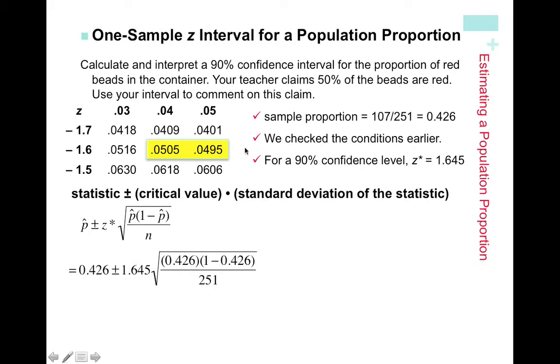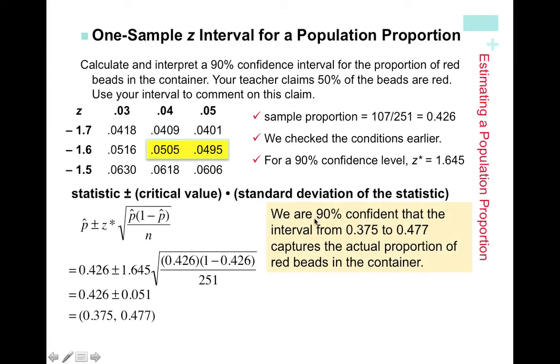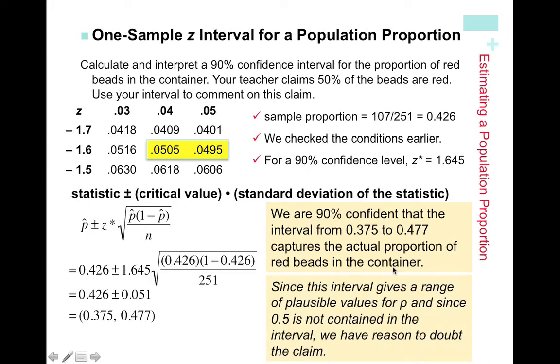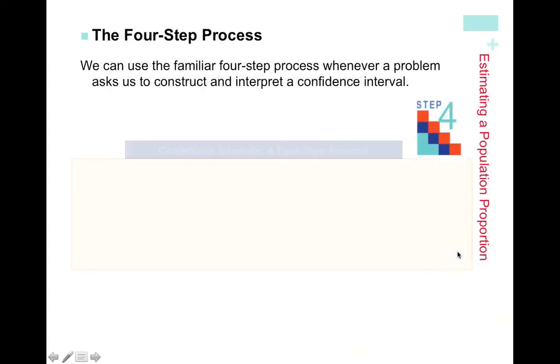So there's the p hat, that's what they got from the sample. There's their critical value. There's their p hat again, 1 minus their p hat, and there's their sample size. And then they created the interval. Then they can do their interpretation. So we are 90% confident that the interval from blank to blank captures the actual proportion of red beads in the container. Now they're going back to what the teacher had claimed. And since 0.5 is not contained in the interval, they can say that they doubt the teacher.